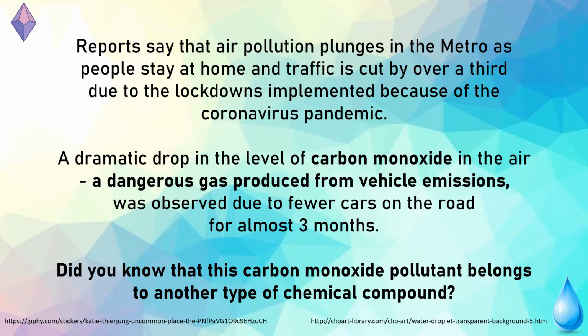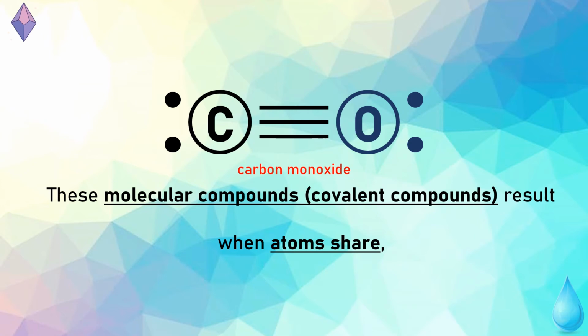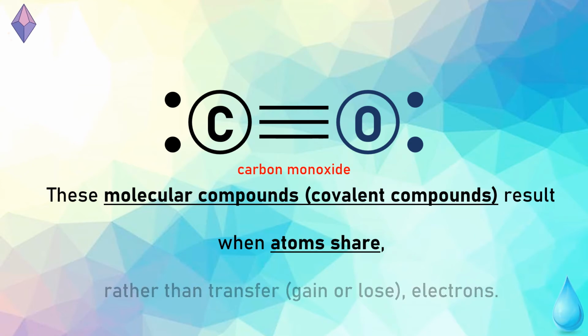There are only about 90 naturally occurring elements. In comparison, there are thousands upon thousands of different compounds in nature, and more are constantly being discovered. Elements combine in many different ways to form the astonishing variety of natural and synthetic compounds that we see and use every day. Many of these compounds do not contain ions, but instead consist solely of discrete neutral molecules like carbon monoxide. These molecular compounds, covalent compounds, result when atoms share, rather than transfer, gain, or lose electrons.